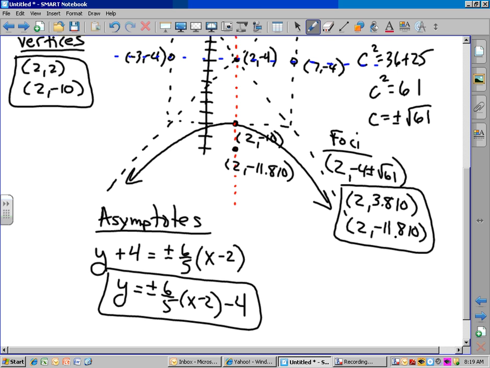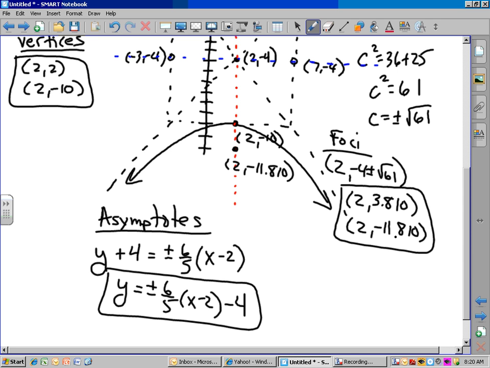That's it. That is everything we could possibly find with a hyperbola. Note card's looking pretty good, huh? I hope you write small. I do have one more example we could do. I think I'm just going to do the first part of it. I don't think I'm going to do the whole thing.